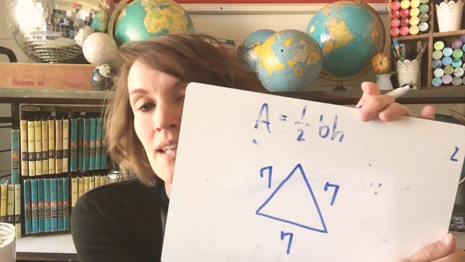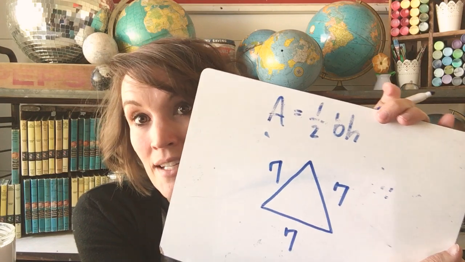Okay, let's look at one more. Last one for the day. Let's do an equilateral triangle. That means all sides are equal. So let's do 7, 7, and 7. And I don't have a right angle there, so let me draw that in.